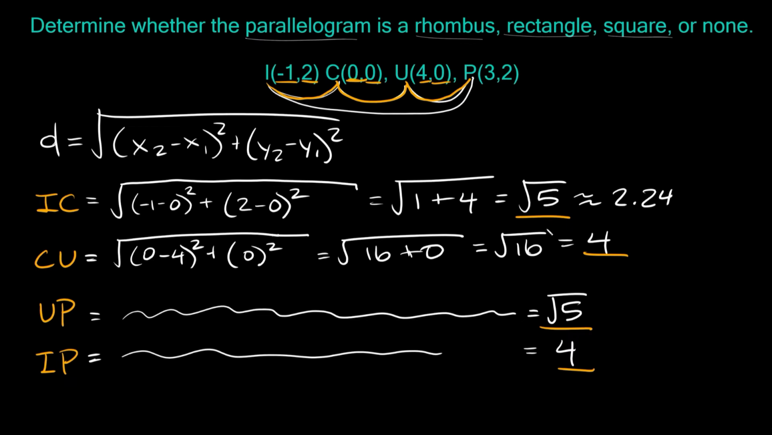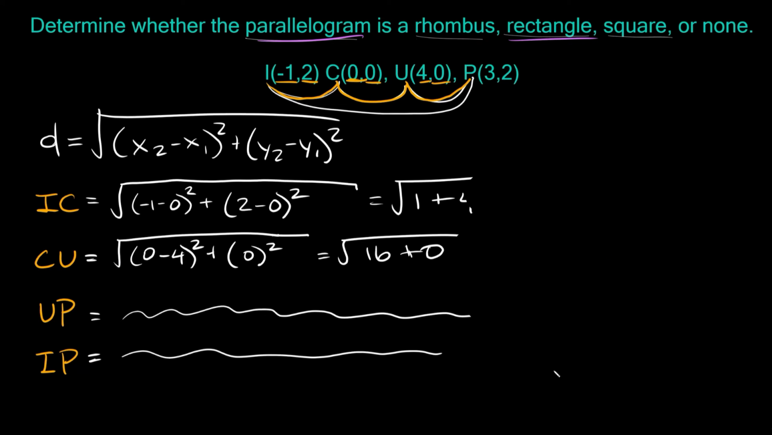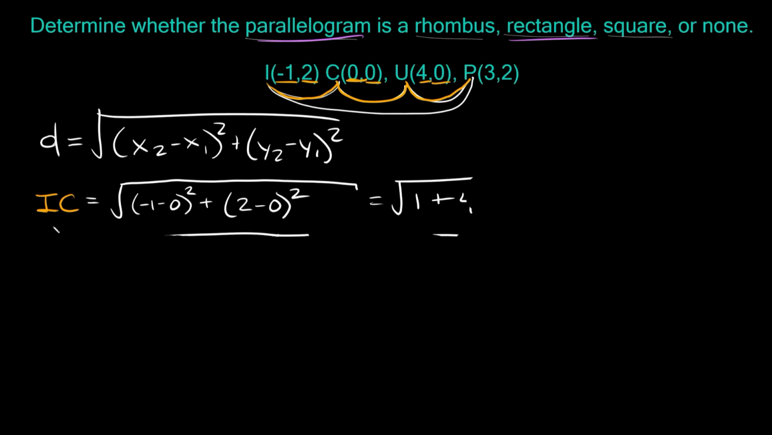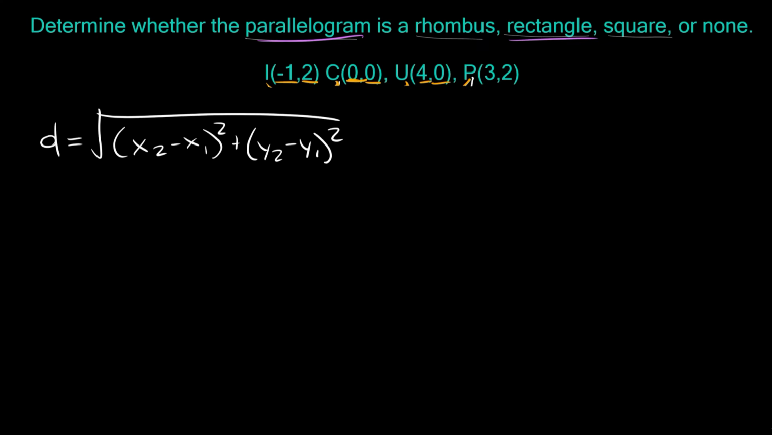Okay, so as you can see, we got two different lengths, right? We got the square root of 5 and we got 4. So since all of these lengths are not the same, that means it's not a square and it's not a rhombus. So in this case, it would be either a parallelogram or a rectangle. Okay, so we've narrowed it down to a rectangle or a parallelogram. So now, in order to compare those two to figure out which one it is, all we have to do is find the diagonal lengths and compare those two.